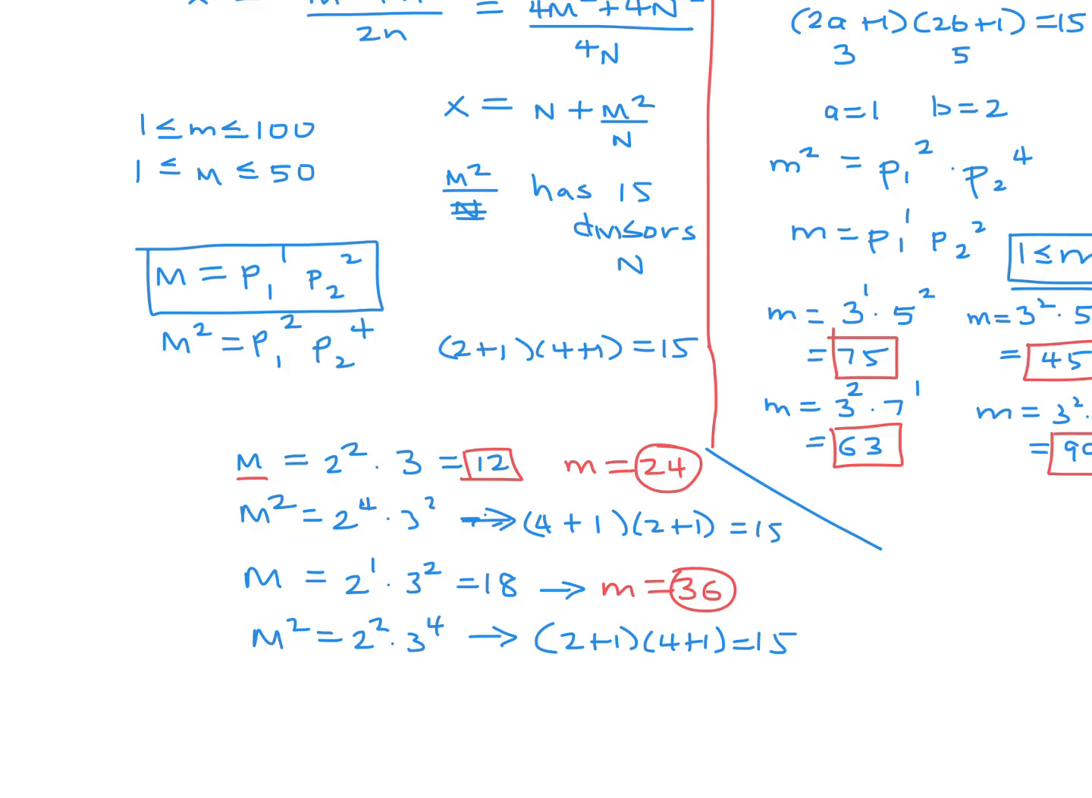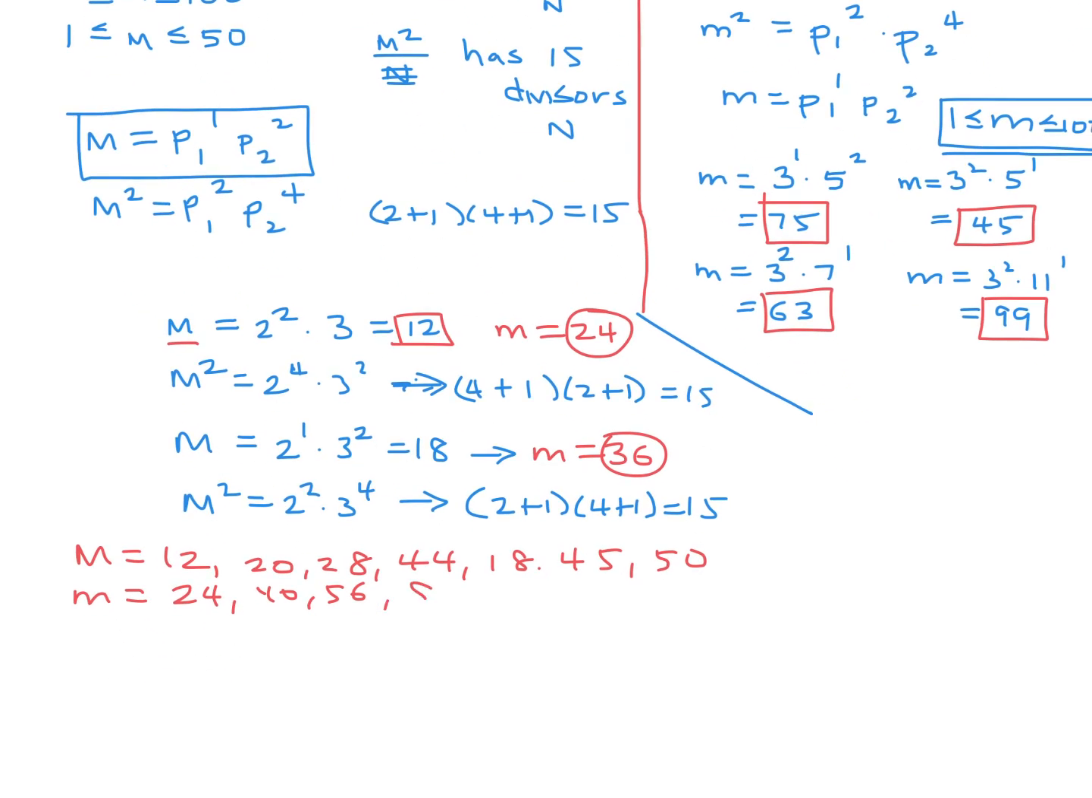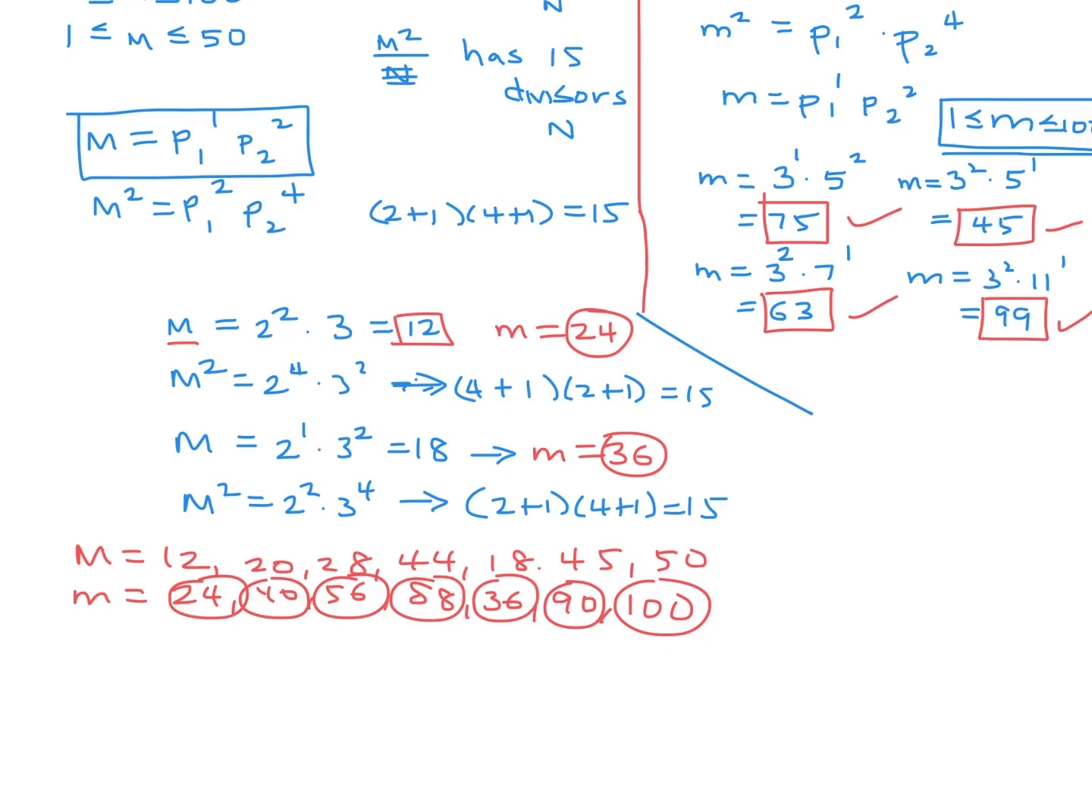No, 36 is fine. So if you continue in this way, the values for big M that you will get are 12, 20, 28, 44, 18, 45, and 50. And then, of course, small m, which is what we're interested in, it would be 24, 40, 56, 88, the 36, the 90, and the 100. So 1, 2, 3, 4, 5, 6, 7, and then 8, 9, 10, 11. So these are the values that satisfy the conditions of the question.